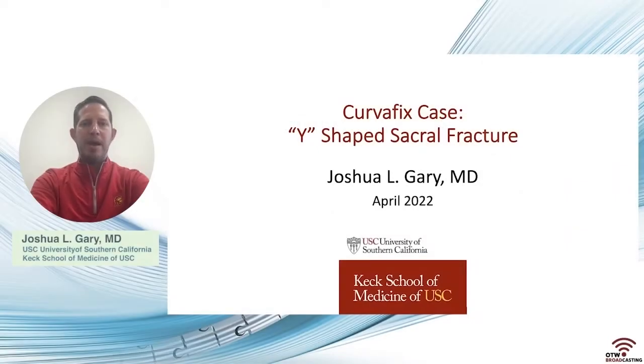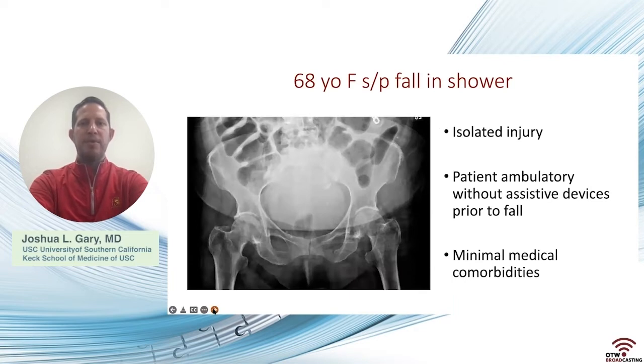So I want to talk about a Y-shaped sacral fracture in an elderly patient after a fall. This is a 68-year-old female. She had a low energy fall in the shower and presented with an isolated injury to her pelvis. She previously ambulated without assisted devices, so she was a community ambulator, did not require a cane or walker, and she has minimal medical comorbidities. So she's very healthy.